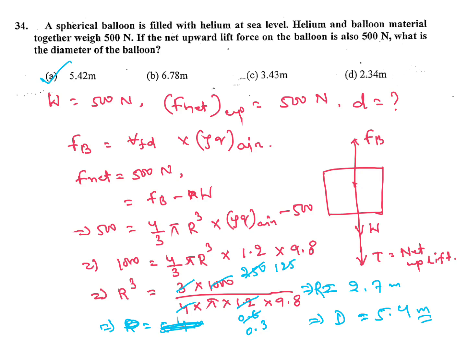One more thing: here I am drawing T in the downward direction because if you pull the balloon with a string, the tension in the string is called the net upward lift. It is a reactive force, so T will come downward. Otherwise, here also you can do T net equal to W minus FB. Same answer you will get.